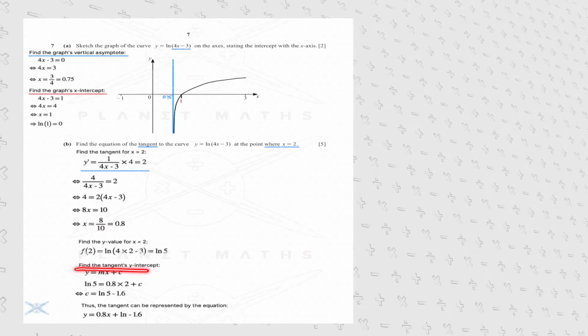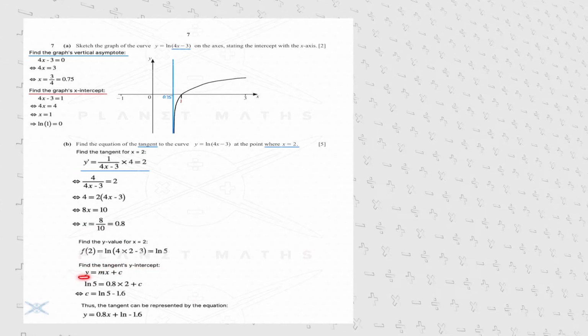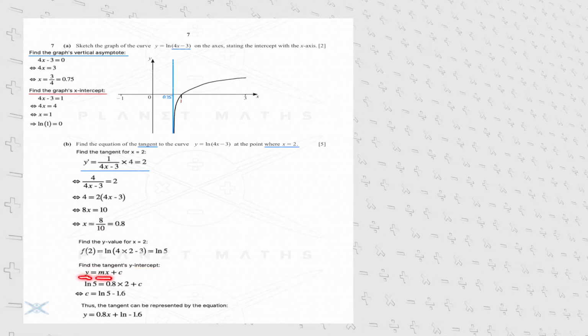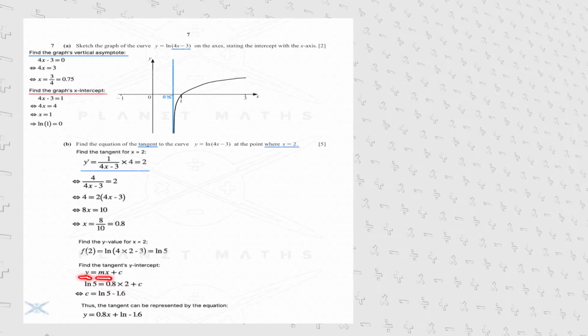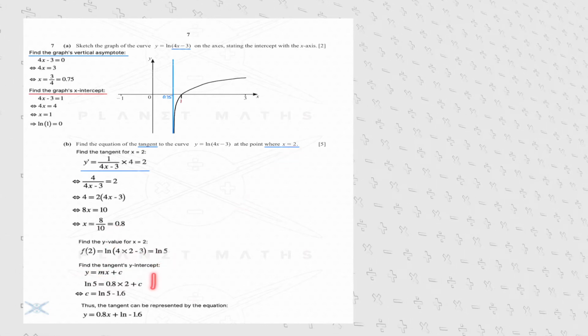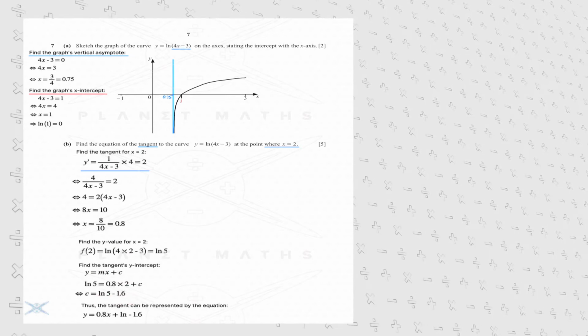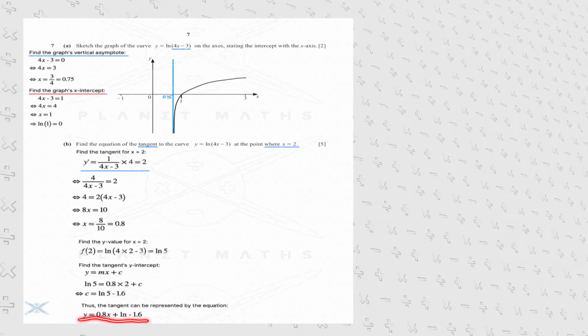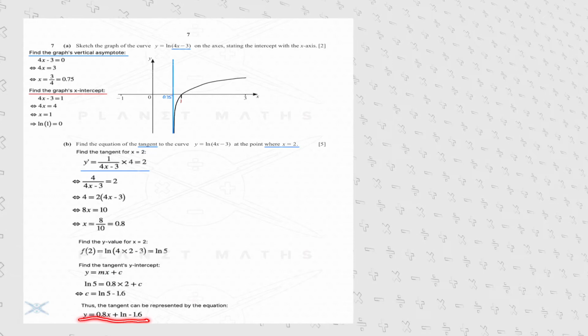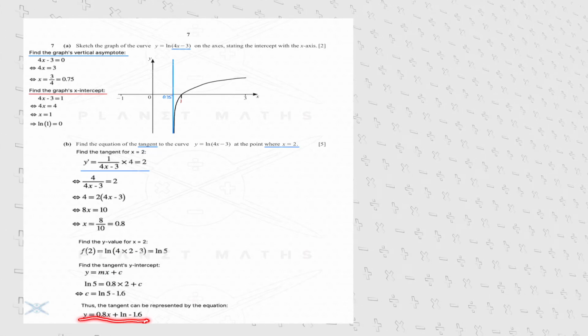To find the y-intercept of a function, we simply plug in the values for y, m, and x that we have previously determined. Rearranging this equation for c provides us with the y-intercept, therefore the tangent can be represented by the equation y equals 0.8x plus the natural logarithm 5 minus 1.6.